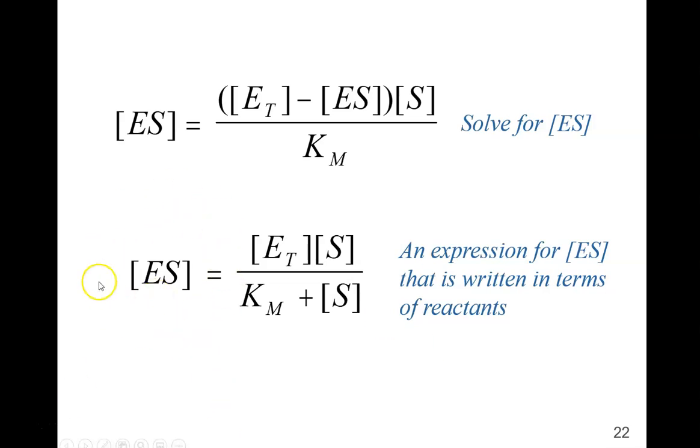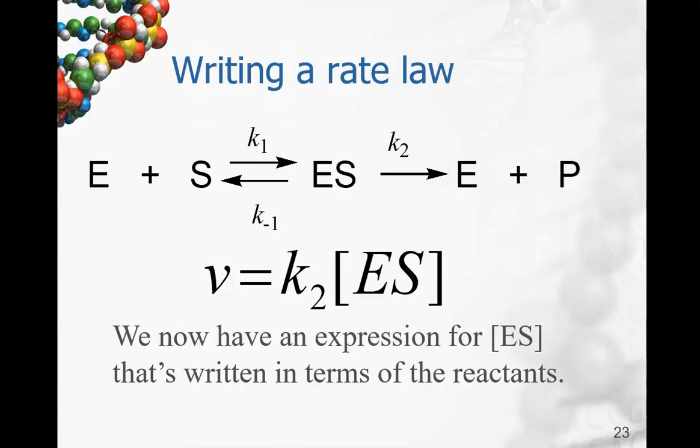But what I have now is an expression for the enzyme substrate complex, an intermediate, a quantity that I can't measure, in terms of quantities that I can. I know how much substrate I added to my test tube, and I know the total amount of enzyme that I added. So now, if I go back to this rate law that I wrote right here, where the velocity or the rate of my reaction is dependent on the concentration of the enzyme substrate complex times K2, I have now an expression for ES that's written in terms of reactants.